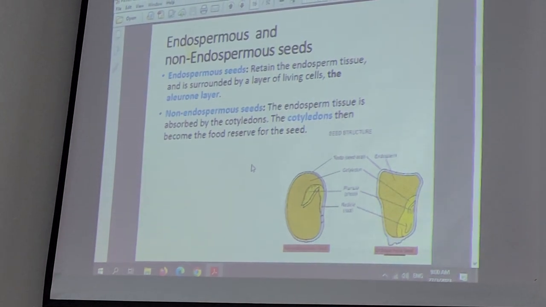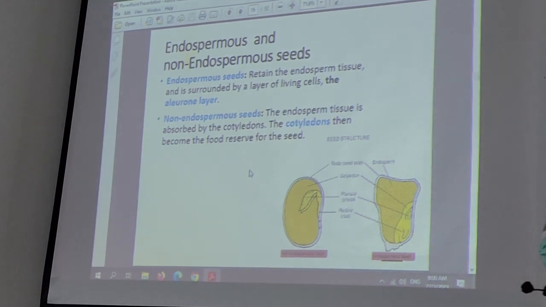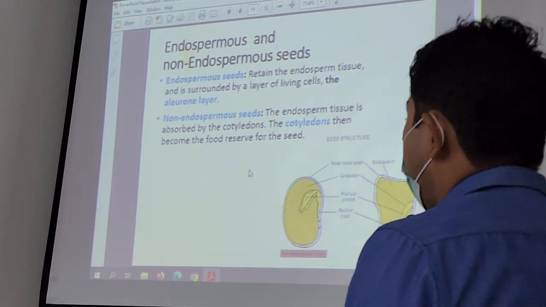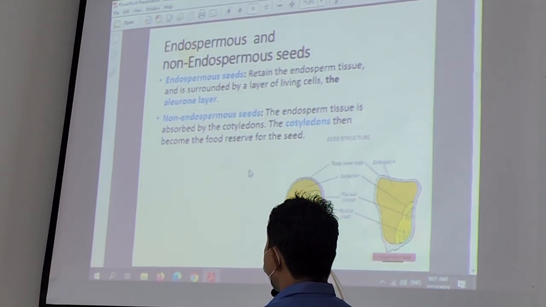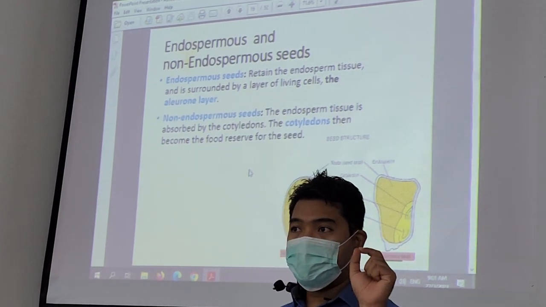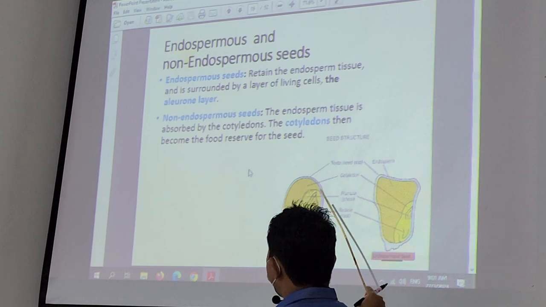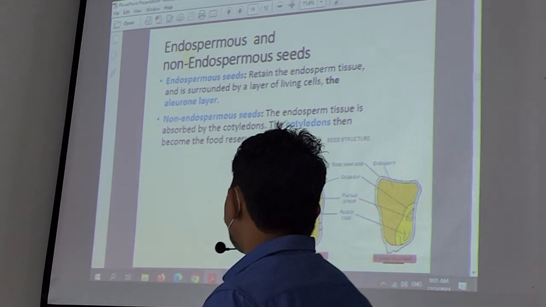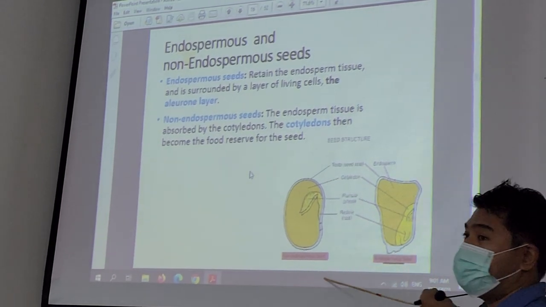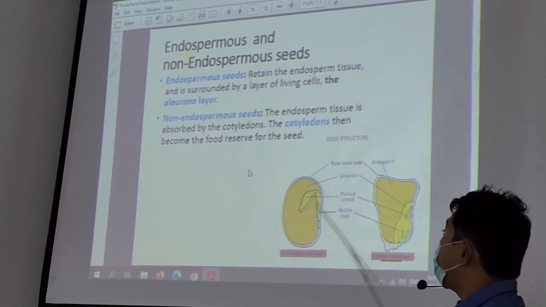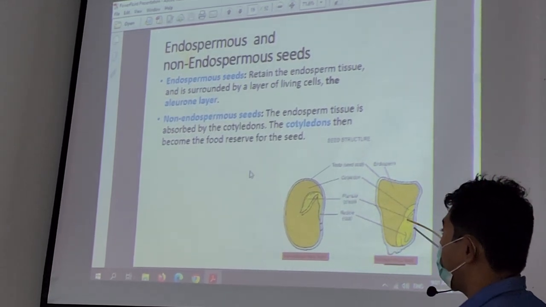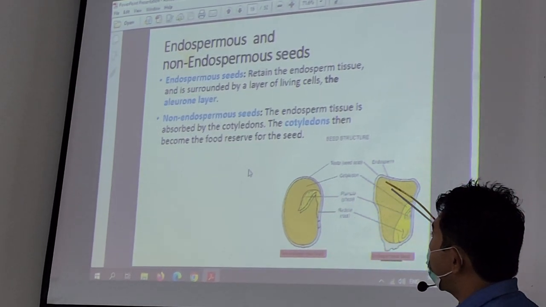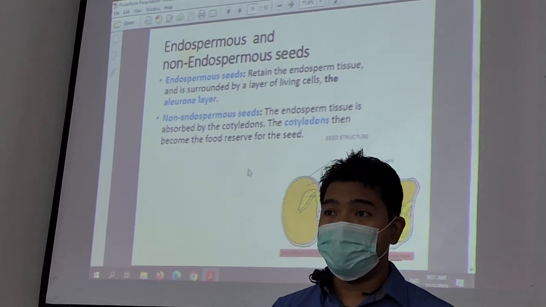Okay. I think I already mentioned this: the endospermous and non-endospermous seeds. So, this is the non-endospermous seed. You don't find the endosperm labeled, because the endosperm has become a specialized structure called cotyledon. This is for the dicot plant, for example, the mung bean. For the grass species, like what seed is this? Corn. No cotyledon, but it has the endosperm, the food reserve.